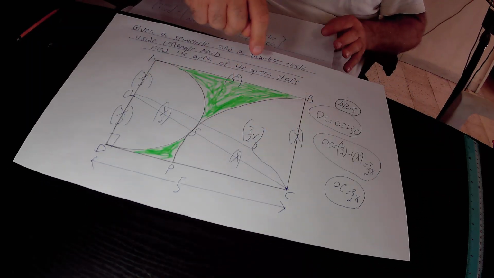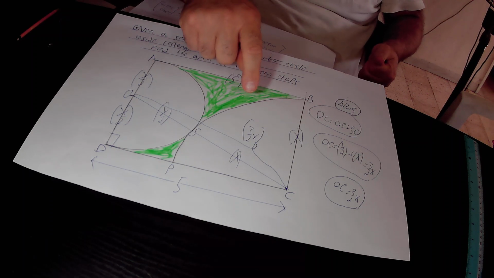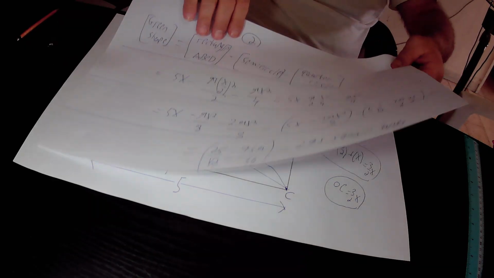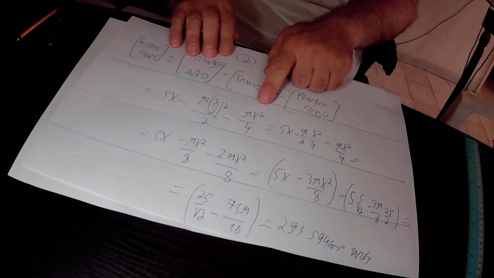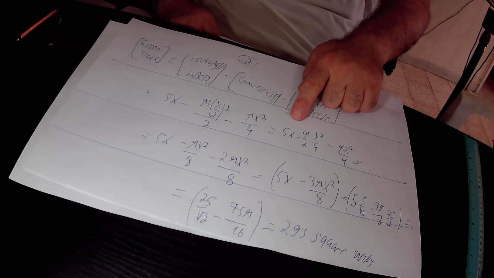What is the area of this quarter circle? We know that the radius of this quarter circle is x. Therefore the area of this quarter circle is pi x squared over 4. So the area of the green shape in total equals 5x.